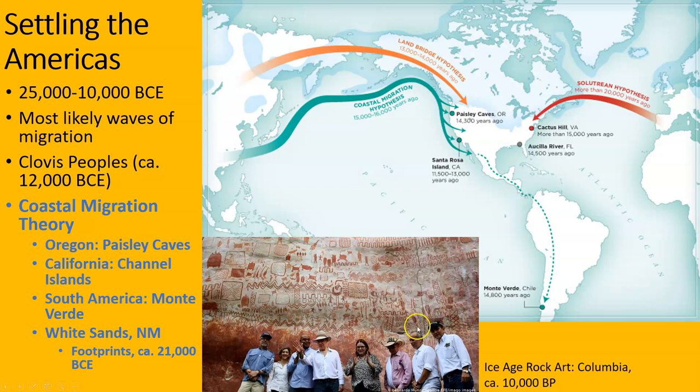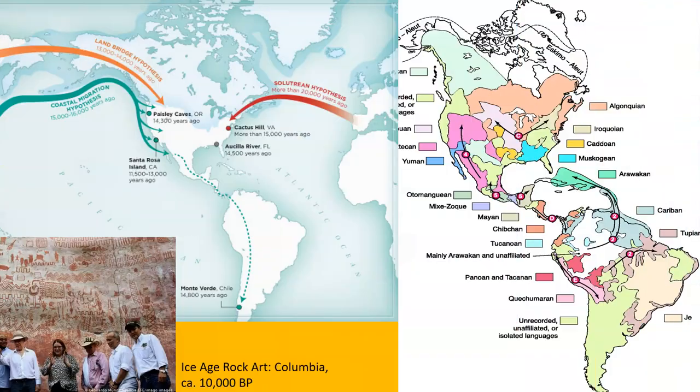Another major new discovery was in Colombia, again South America, these huge rock art pieces, about eight miles long. So again, we have this rock art phenomenon. And another thing they found in White Sands, New Mexico, are footprints in an old lake bed that date back to 21,000 BCE. So our understanding of how people came to America has changed over time.